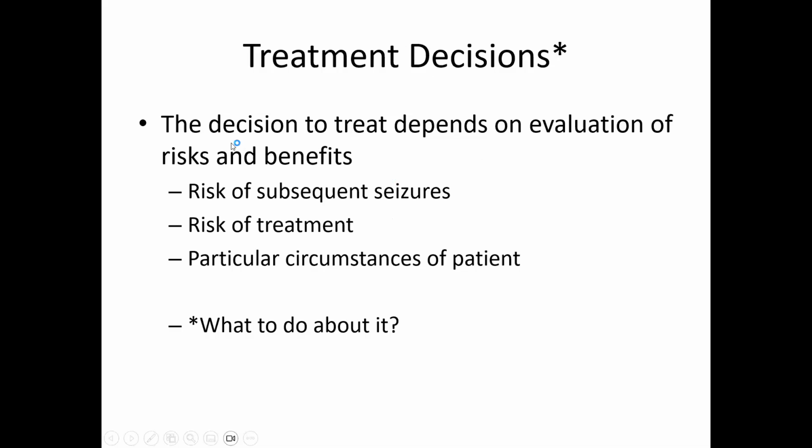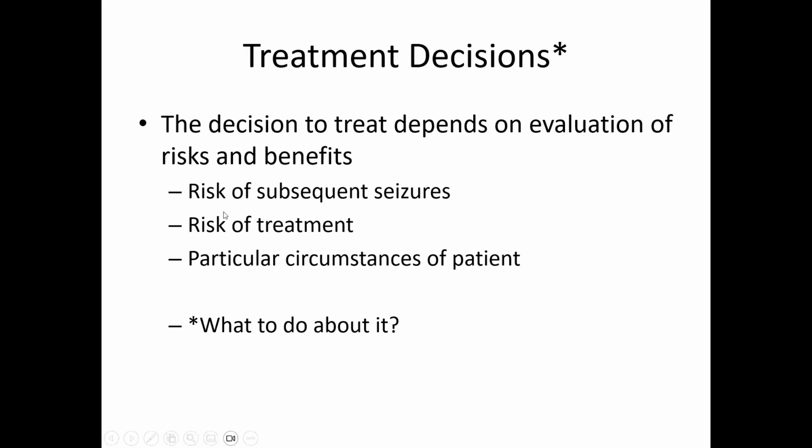So that is the investigation part. Now we look at the management. The decision to treat depends on the evaluation of risk and benefit, the risk of subsequent seizure. This is what I told before. Say a 60-year-old who had a stroke recently, like 5 or 6 months ago, or some time back, now comes with a seizure compatible with the side of the stroke. That patient is at a higher risk of subsequent seizure, so you might have to start an antiepileptic.